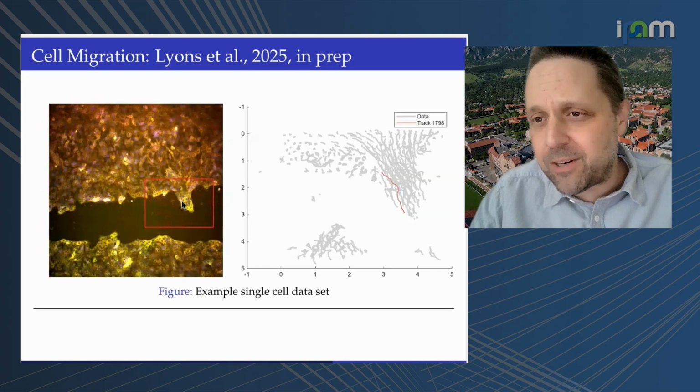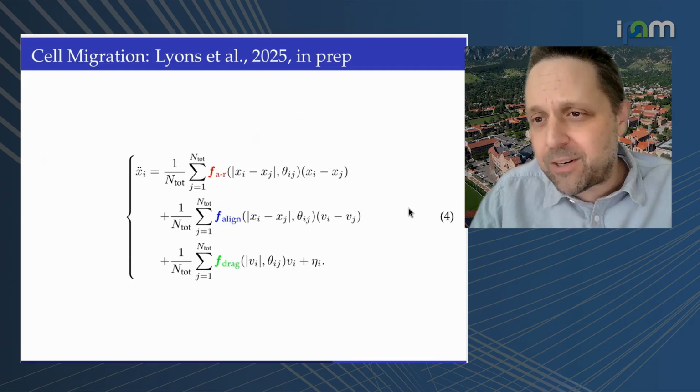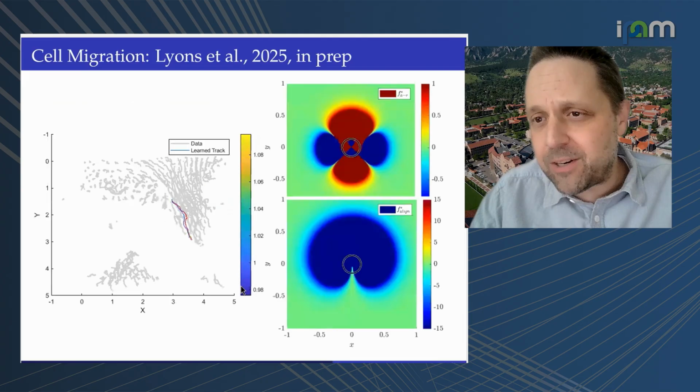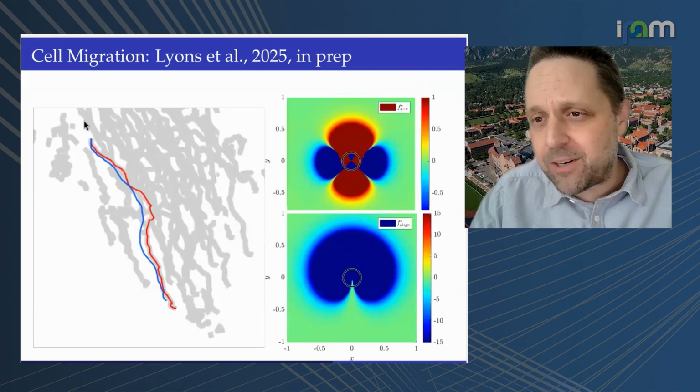I'm going to zoom in on this finger here, and we're going to look at cell 1798 with our standard attraction, repulsion, alignment, and drag model. The red trajectory is the cellular movement trajectory, and our blue trajectory is from the learned potentials. Now, this is really quite compelling and interesting. The black circle represents roughly the size of the cell. They're a little squishy, so this is an idealization of a hard cell.